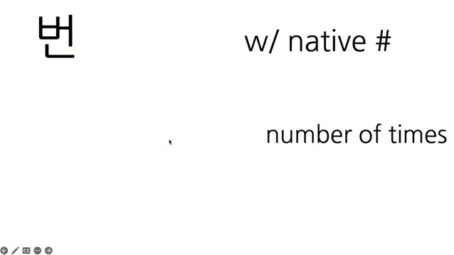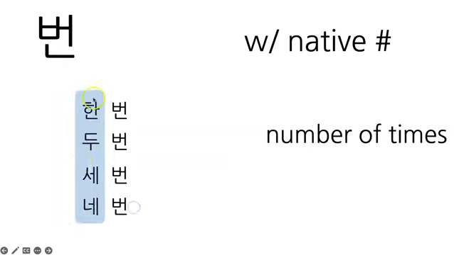Next noun counter is 번. So this is used for number of times. Same as the previous noun counter, we need to use a native number. So for example, 한 번, one time or once. 두 번, two times or twice. 세 번 and 네 번. So also native numbers with the counter 번, meaning number of times.